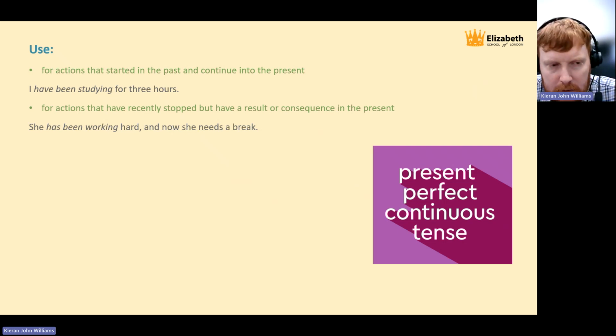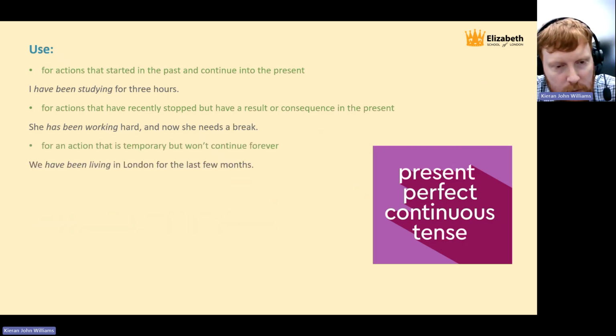So let's slow down a bit. Let's have a look at the example. She has been working hard and now she needs a break. So if she has been working hard, so she recently finished working hard, what could be the result or the consequence? Maybe she's kind of sweating or tired or something like that. So if you see that she is sweating or tired, you would say that she needs a break. Okay. So this is how we would use present perfect continuous here.